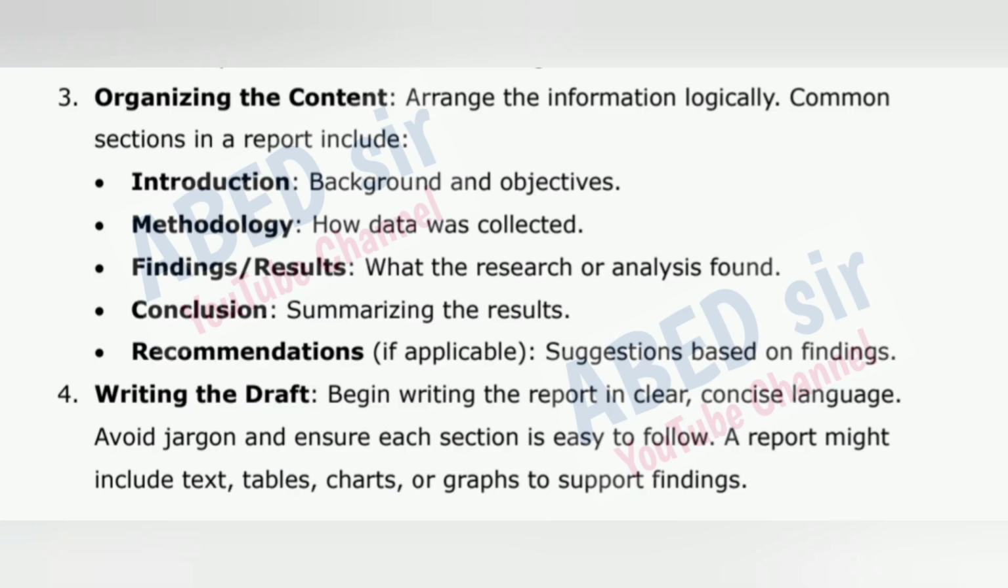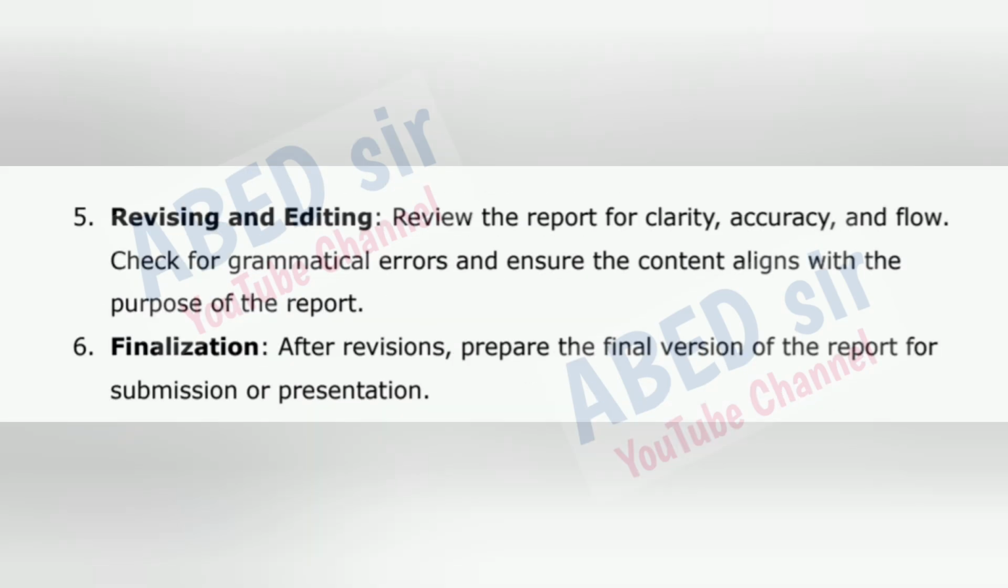4. Writing the draft. Begin writing the report in clear, concise language. Avoid jargon and ensure each section is easy to follow. A report might include text, tables, charts, or graphs to support findings. 5. Revising and editing. Review the report for clarity, accuracy, and flow. Check for grammatical errors and ensure the content aligns with the purpose of the report. 6. Finalization. After revisions, prepare the final version of the report for submission or presentation.